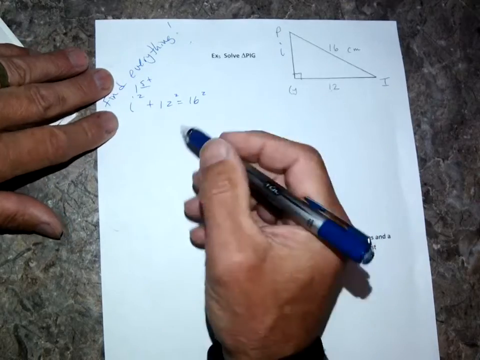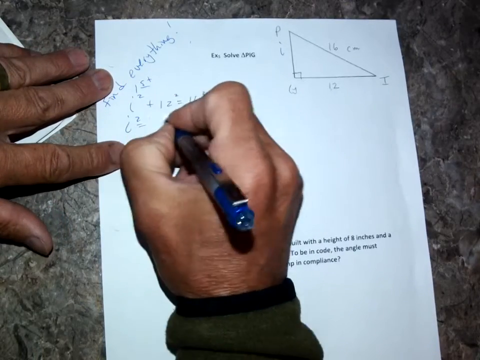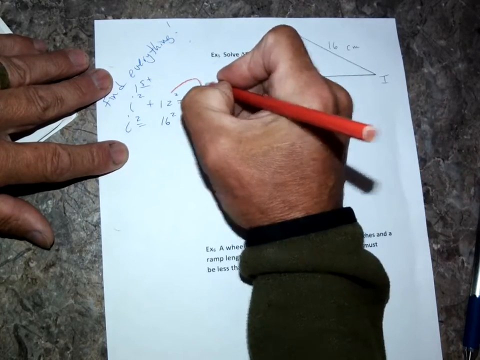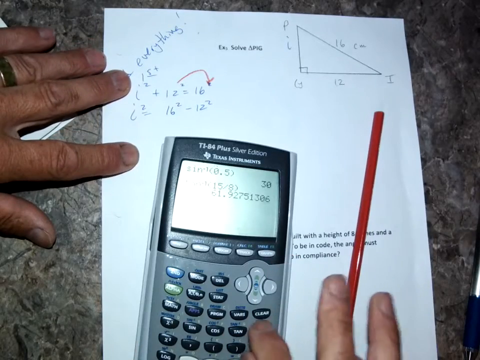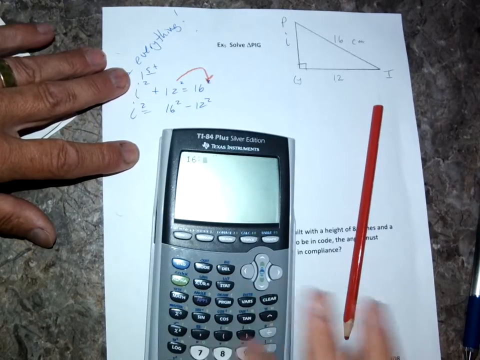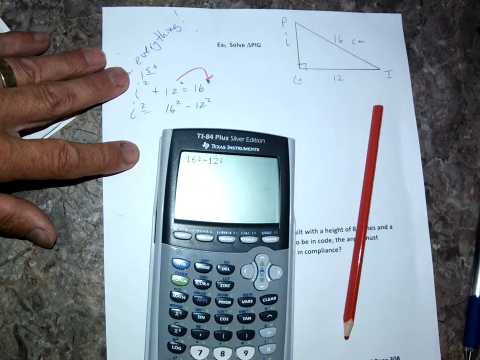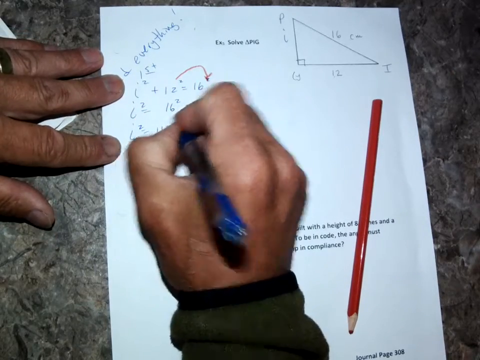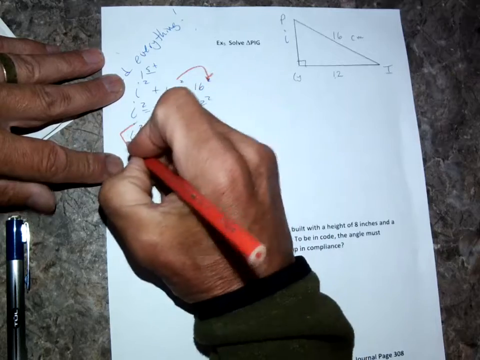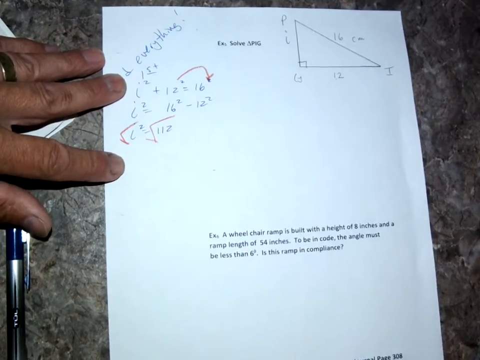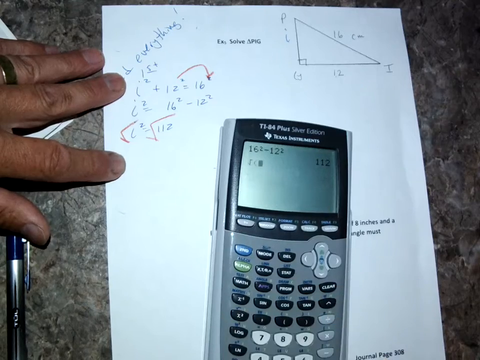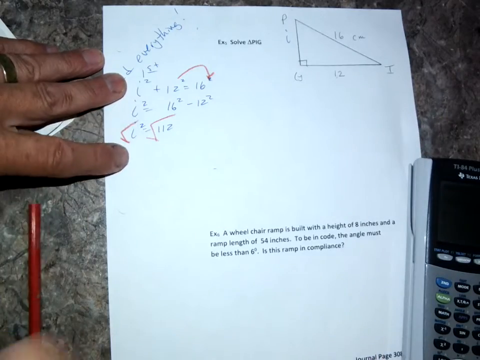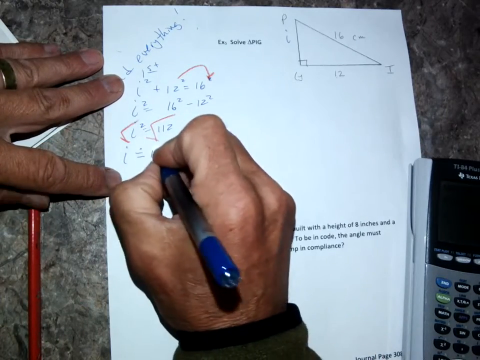Now, let's go ahead and solve for i squared. So i squared is equal to 16 squared minus 12 squared. I subtract the 12 squared over here. And if I use my calculator, 16 squared minus 12 squared, I get 112. So little i squared equals 112, and of course then I'll take the square root of both sides to find out what i is. The square root of 112 is about 10.6, we'll round to the nearest tenth. Little i is approximately equal to 10.6.